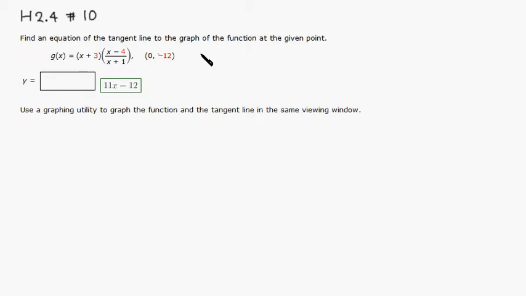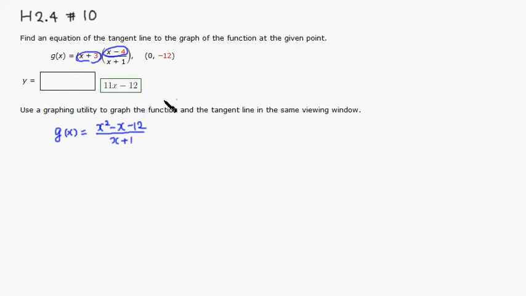I'm going to multiply the quantity x plus 3 and the quantity x minus 4 to just multiply out the numerator. So the original function g of x is equal to x squared minus x minus 12, all over x plus 1.